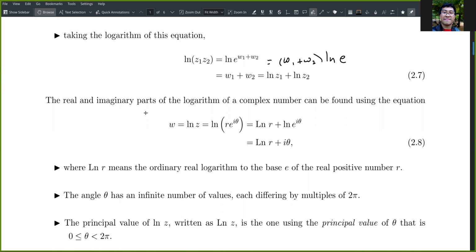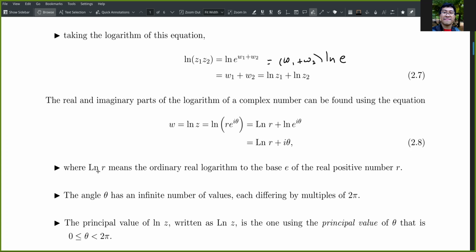So the real and imaginary parts of the logarithm of a complex number can be found using this equation, where z we write as magnitude r times e to the power of i theta. And we can separate these two just like what we did here. You get Ln of r plus ln of e to the i theta. But take note here, I have used capital letter L. So capital L n of r plus this i theta, we can bring it down so that ln of e is just 1. So you have i theta.